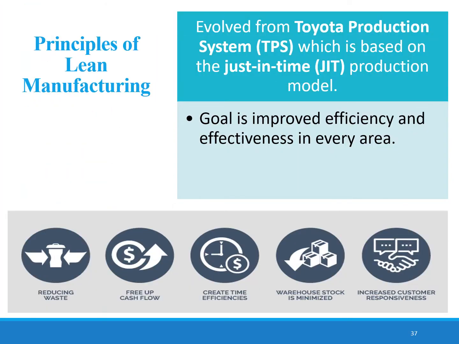Okay, so let's talk about the principles of lean manufacturing. Lean manufacturing, as we said, is a set of principles or techniques to reduce the wastage of any activity that's not adding any value to the production and conversion process. This concept comes from the Toyota Production System, TPS, which is based on the just-in-time production model. The goal is to improve the efficiency and effectiveness in every area of the manufacturing and production.